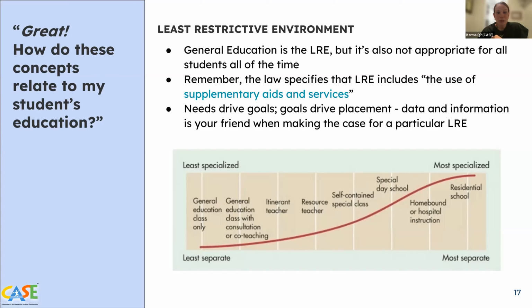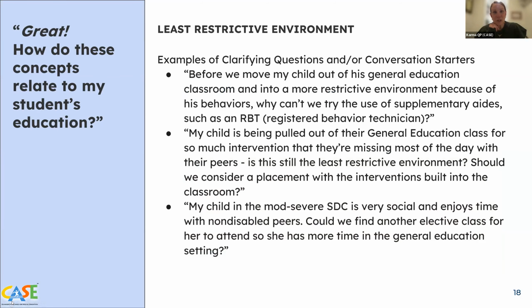So as you take a look at this spectrum in front of us, we start on the left with the least specialized and least separate setting, the general education class only. Then we move to general education class with consultation or co-teaching. We move to an itinerant teacher, then to a resource teacher, then maybe to a self-contained special class, then maybe to a special day school, then maybe home hospital instruction, and finally the most specialized and the most separate setting is a residential school.